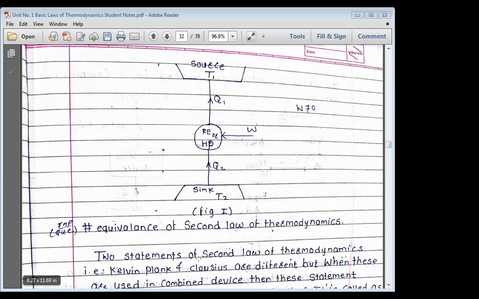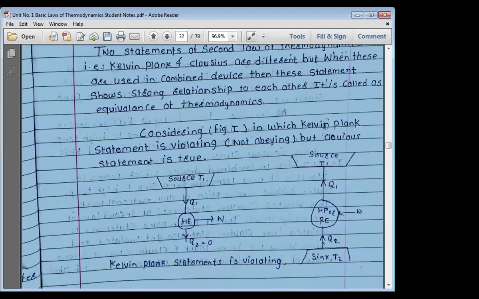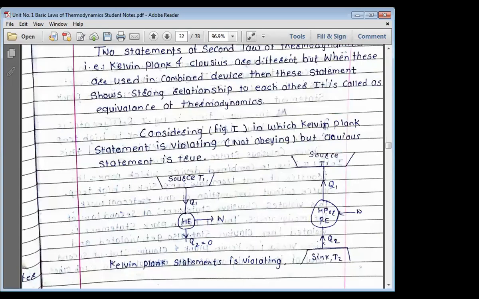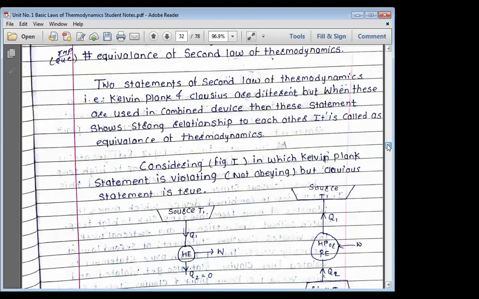Over. Okay. Now, very important article that we are going to see. That is called as equivalence of second law of thermodynamics. Equivalence of second law of thermodynamics.